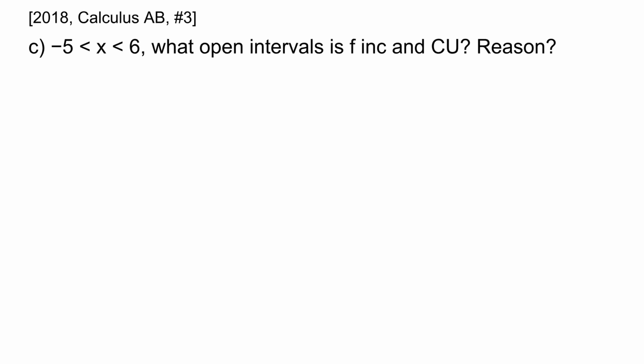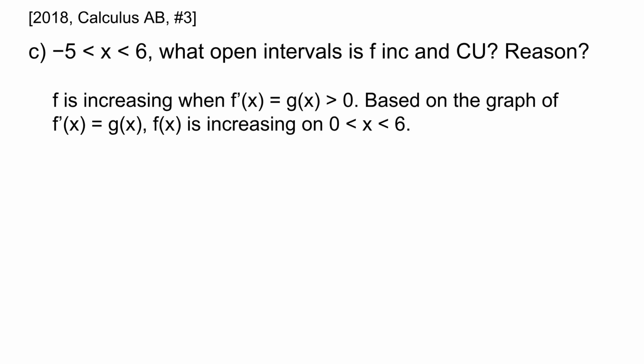In part C of this question, for values of x between negative 5 and 6, what open intervals is f both increasing and concave up? And make sure that you provide a reason. So f will be increasing when f prime of x, which is equal to g of x, is greater than 0. Based on the graph of f prime of x equals g of x, f of x is going to be increasing on the interval from 0 to 6.